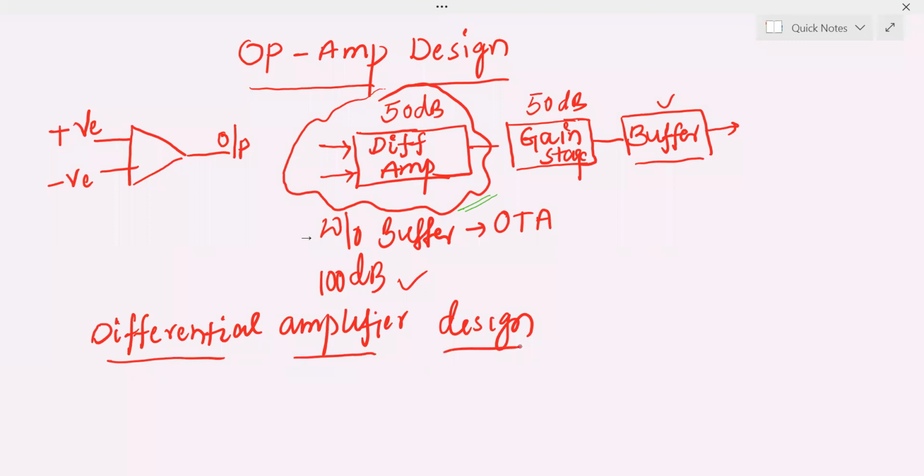First of all, we'll see. For the design of the differential amplifier, some requirements are there. The designer should give some design requirements. We can say the requirements or specs. You need to design the differential amplifier with some specifications. I will write the specifications here.